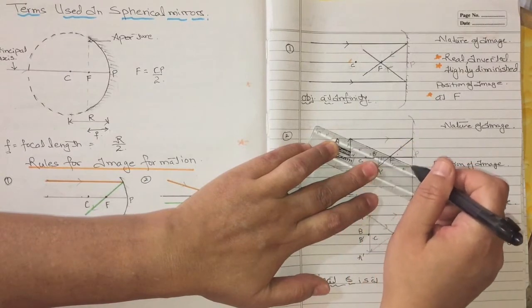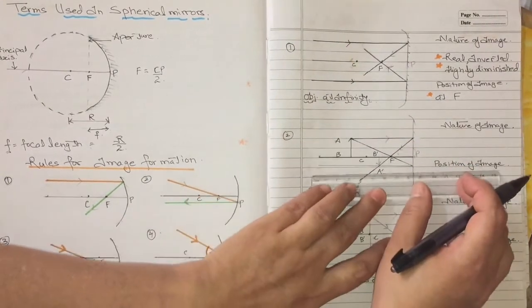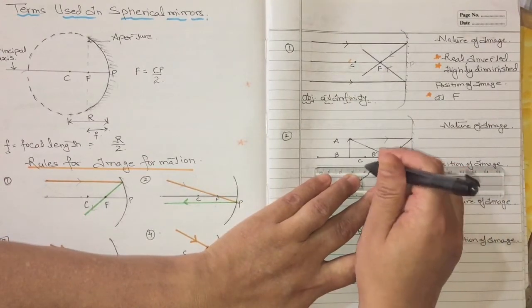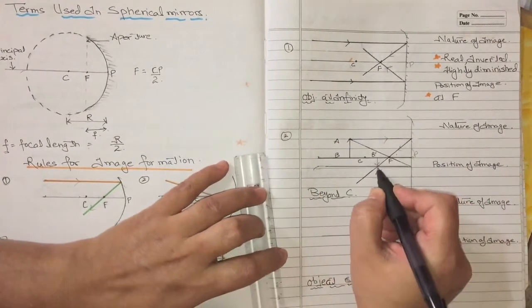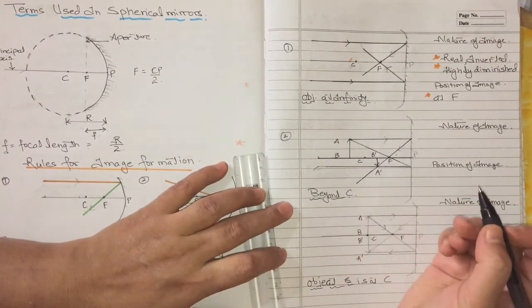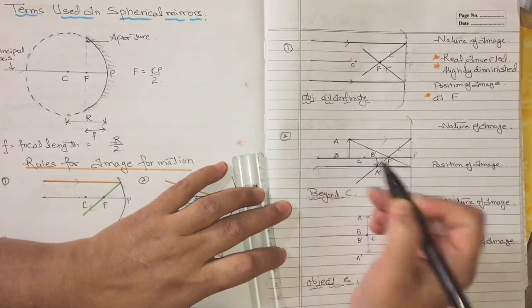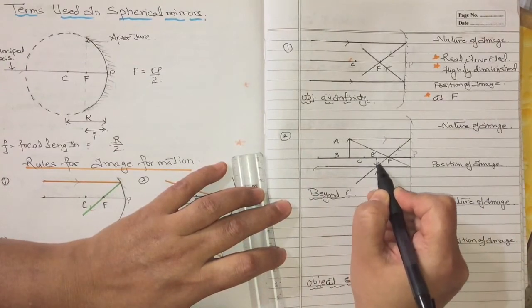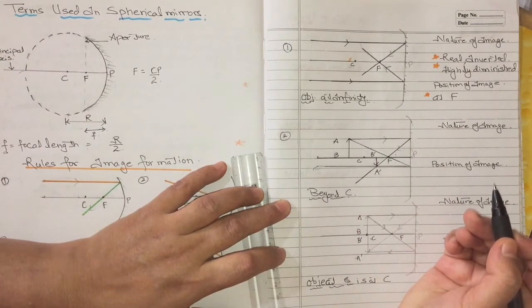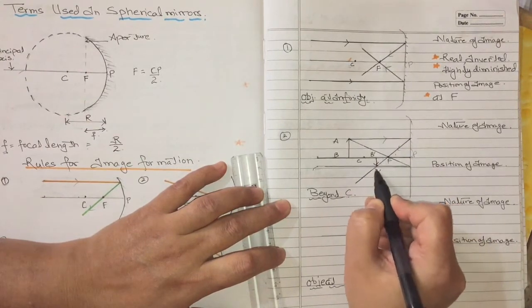So here you have to apply the second rule. The ray is passing through the focus, so it will be parallel to the principal axis. Now as we can see here, the rays are meeting over here, so the image is formed here. Now let me label the object. The object is A and B over here, sorry, and the image formed here is A dash and B dash. So let's see how is the image.